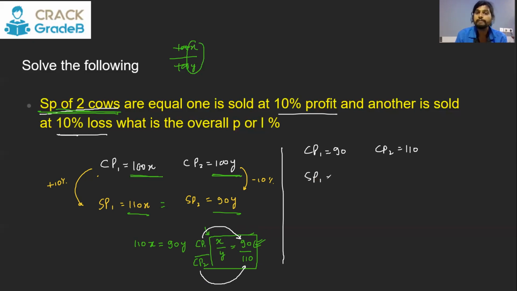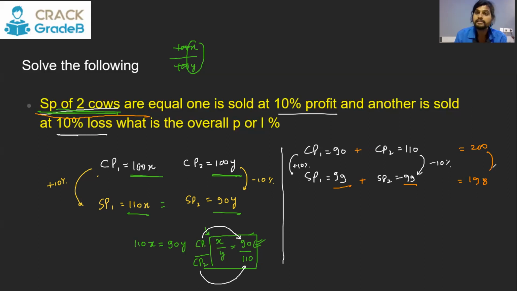So the selling price of the first cow, you are selling it for 10% profit. So 10% added to 90 becomes 99. And the selling price of the second cow is at 10% loss, so you sell it for 10% less than this. 10% of this is 11. So 11 subtracted, it becomes 99. But you don't have to calculate for the second because it says the selling prices of both are equal. So if the first selling price is 99, the second naturally has to be 99. And now you can say both the cows are bought for 200 rupees. Both the cows are sold for 99 plus 99, that is 198 rupees.